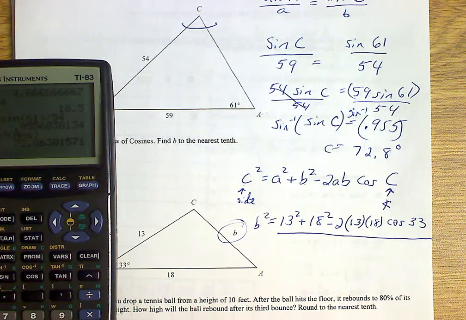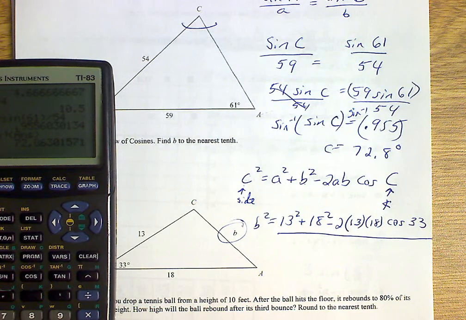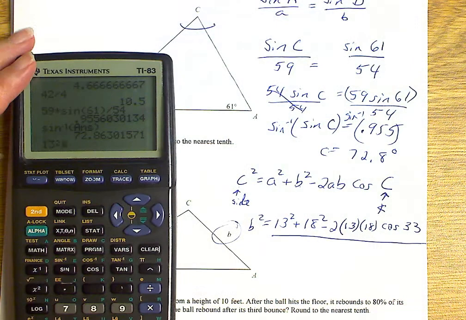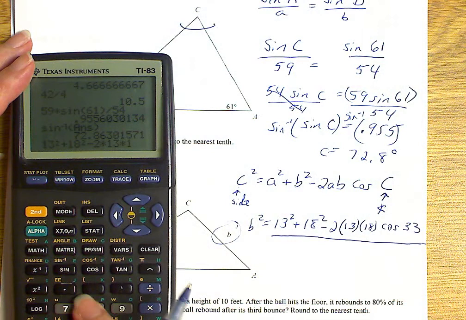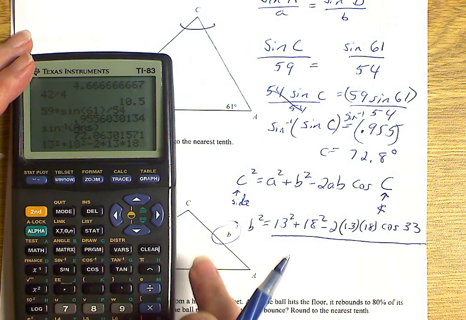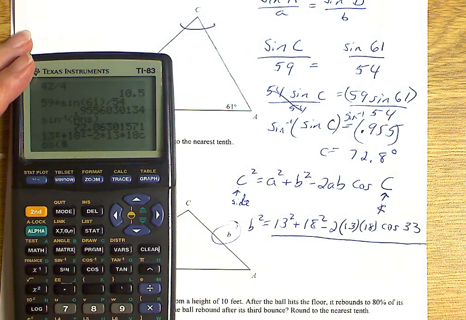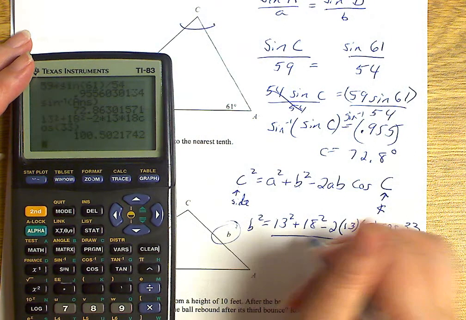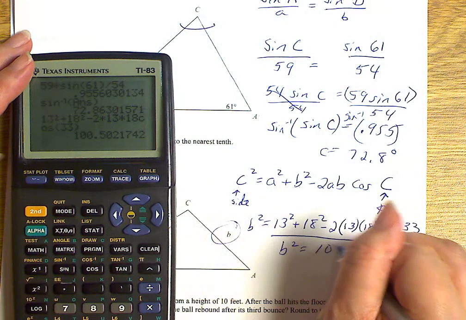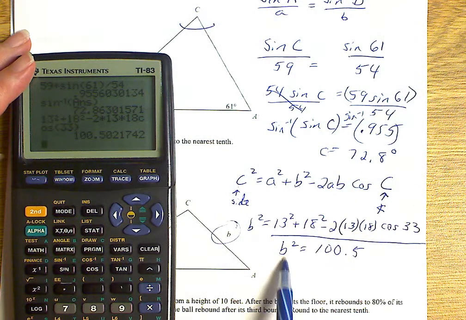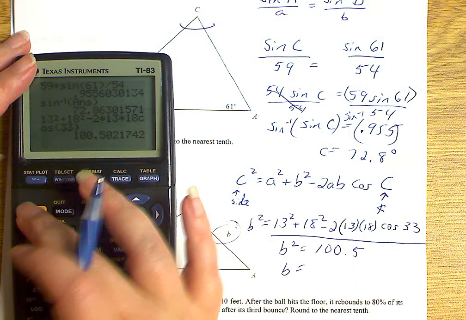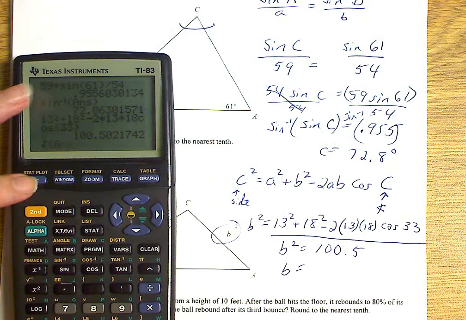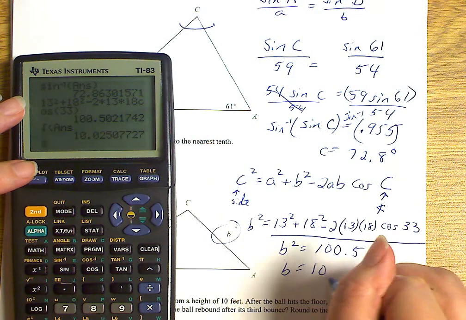So 13 squared plus 18 squared minus 2 times 13 times 18 cos of 33. B squared is 100.5. How do I still solve for B? Square root. So B, take the square root of my answer. So B is 10.03.